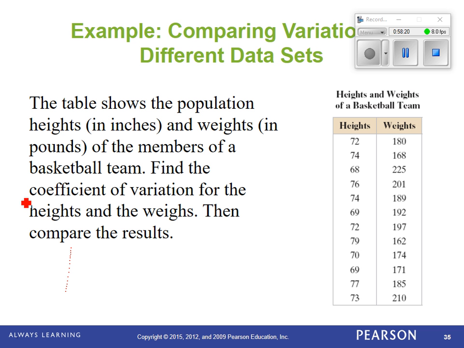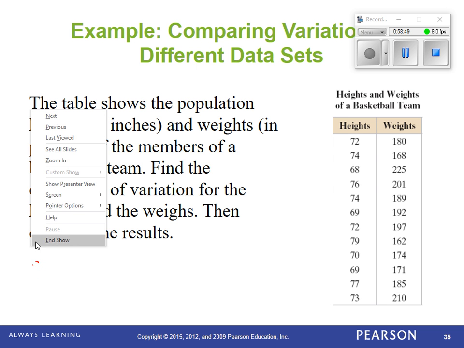It shows heights and weights of a basketball team. So if we looked at this with our heights and weights of a basketball team, can you really compare a person's height and their weight? Sort of, but not really. So what the coefficient of variation does is allows us to compare those two, even though they're two completely different measurements.